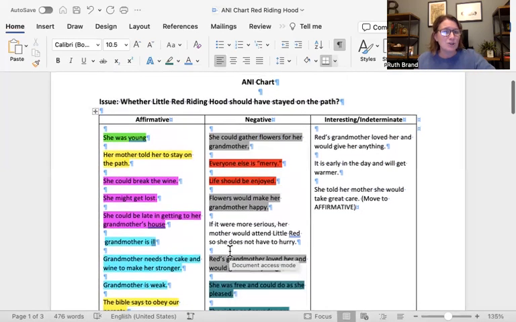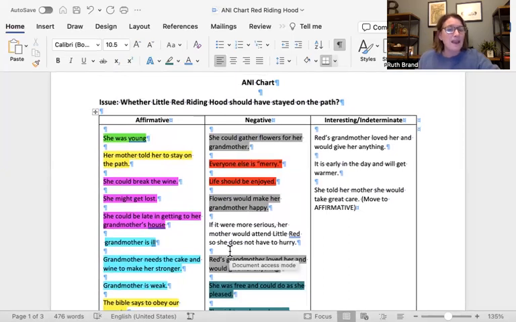But for this one, I was for sure leaning affirmative. And after doing my sorting, I definitely feel like, yep, that's where I'm going to land. So for this essay, I'm only working with the affirmative information. I can cover up the negative. I can fold my paper. I'm only working with the affirmative.